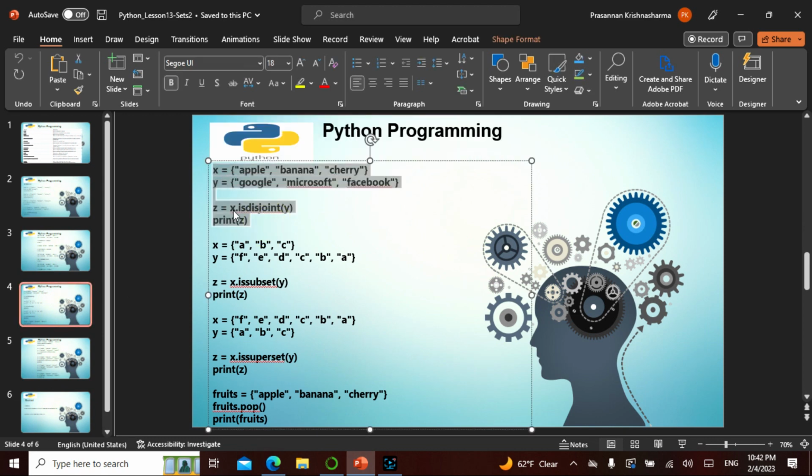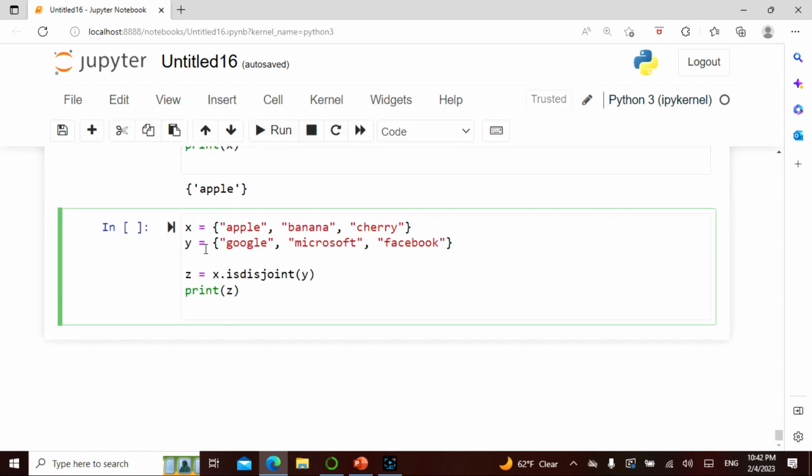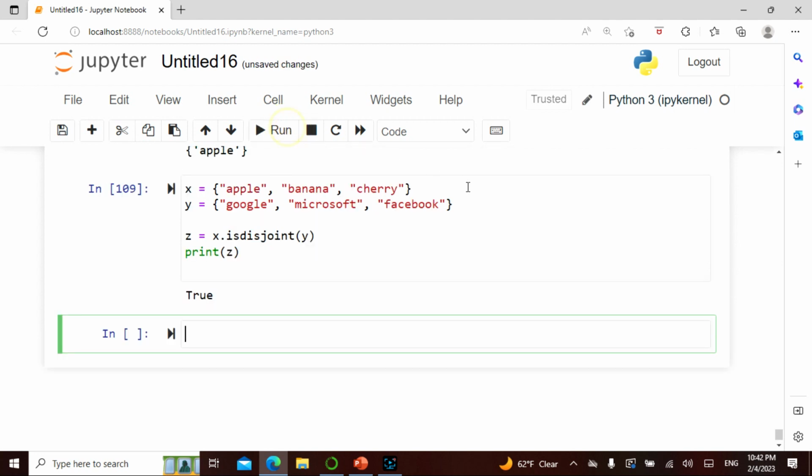What does it mean by disjoint? So X is disjoint with Y. So what is with respect to X? Yes, it is disjoint with Y because there is nothing common here. It is apple, banana, cherry. This is all a company. So yes, it is true.